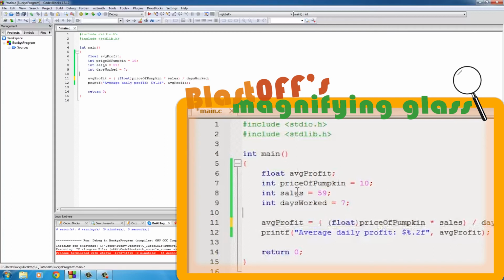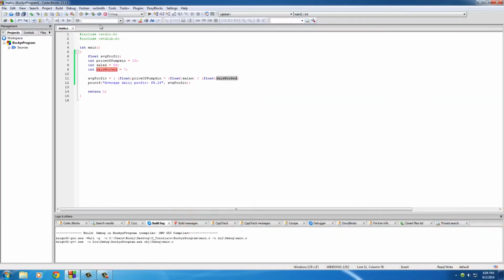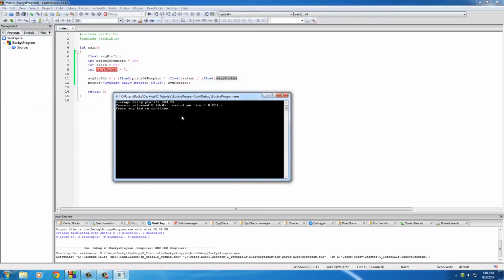All right, so what else do we need to do? We need to convert sales to float and days worked to float, because we want this average profit to be a float. Now that everything is converted, we'll run this and check it out. 84.29, that's what I'm talking about. We finally got that 29 cents that we worked our butts off for.